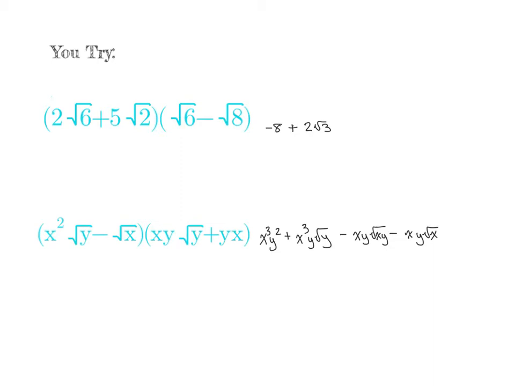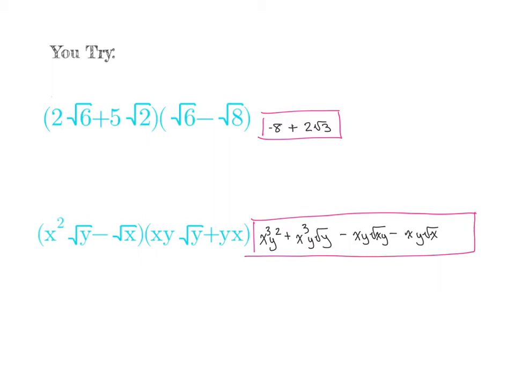For the first one, it is -8 plus the 2 square roots of 3. And then for the second one, it is x cubed y squared plus x cubed y square root of y minus xy square root of xy minus xy square root of x. So again, these radicands weren't the same, so we couldn't combine those to be able to simplify this one.